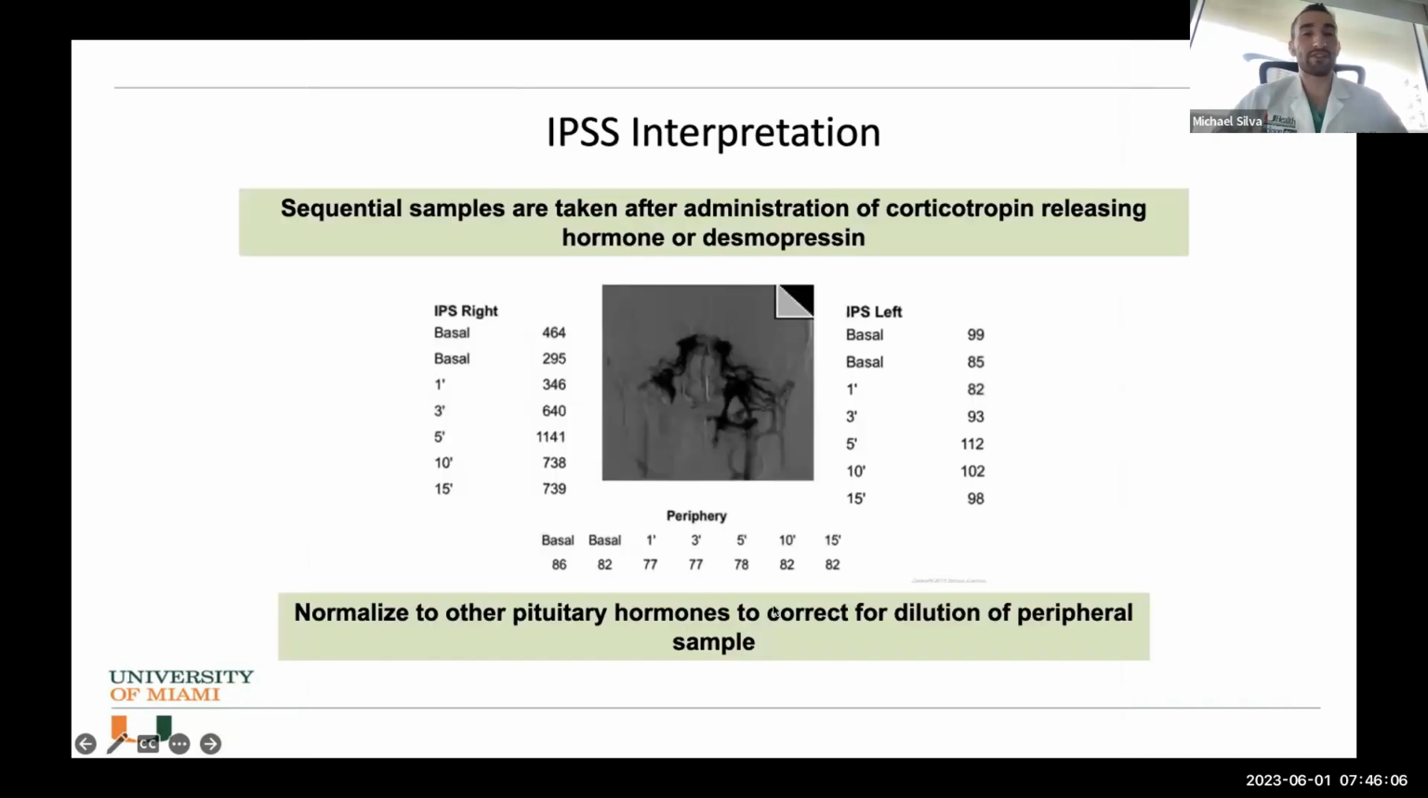So this is how you interpret it. These are how the results are. You basically, after placing the catheter in each inferior petrosal sinus, deliver the corticotropin releasing hormone or desmopressin. They both have the same effect, and measure the ACTH in bilateral IPSs, normalized to other pituitary hormones to make sure that it's not a dilution problem. And you measure the ratio basically of the peripheral ACTH to the ACTH that you're detecting in each of the IPSs. And here you can clearly see the incredibly high numbers in the right IPS. So this is almost certainly a tumor in the right side of the pituitary gland.